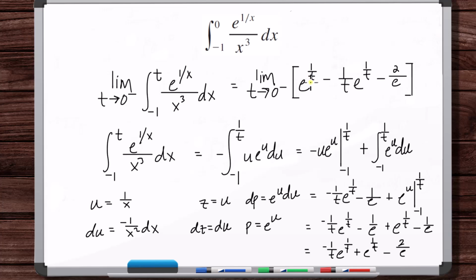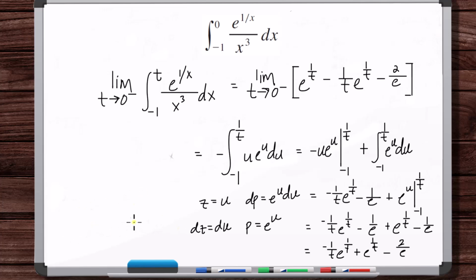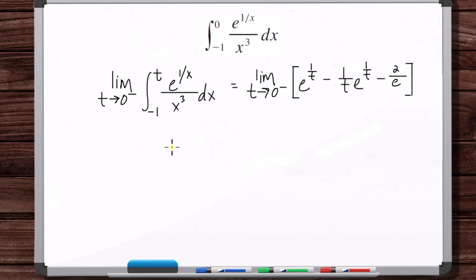All right, so approaching 0 from the left, 1 over a tiny negative number is a large negative number, so this is going to 0. This is going to 0. This is going to negative infinity, so we're going to need to analyze that further. And then this is just a constant. So what is the limit as t approaches 0 from the left of 1 over t e to the 1 over t? So we want to write this as a ratio.